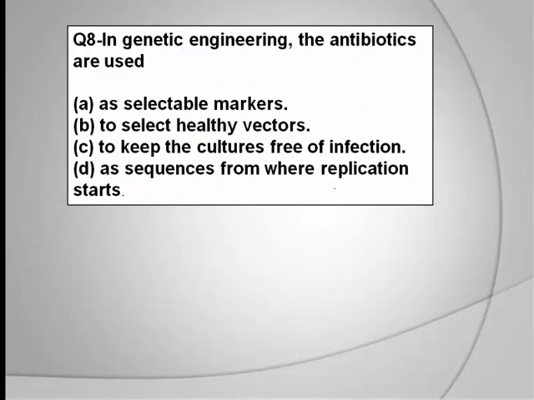In genetic engineering, antibiotics are used. The given options are: as a selectable marker to select healthy vectors, to keep the cultures free of infection, as sequences from where replication starts.